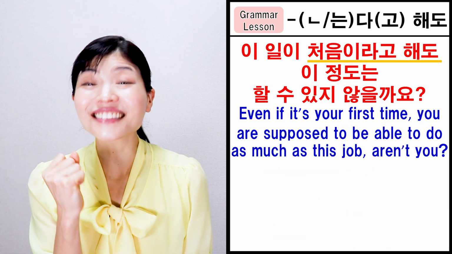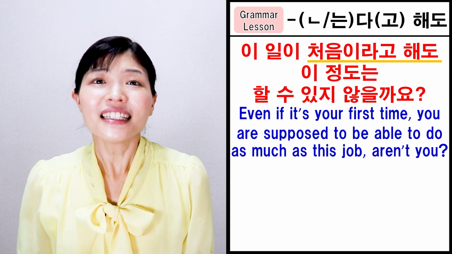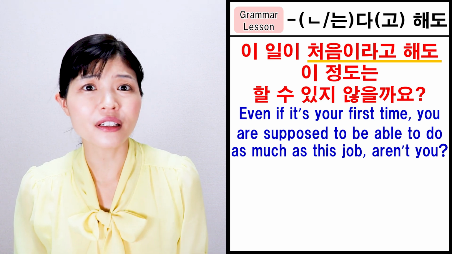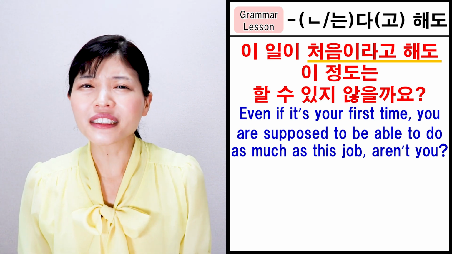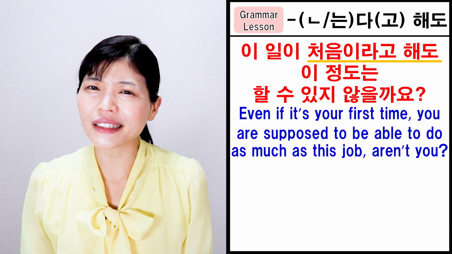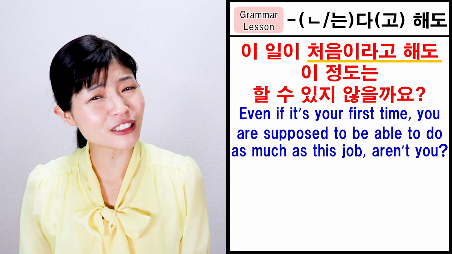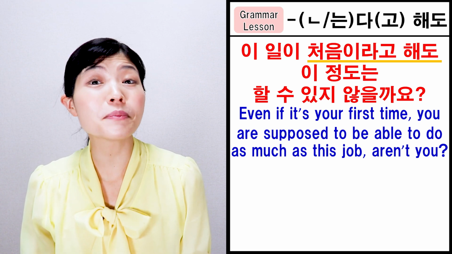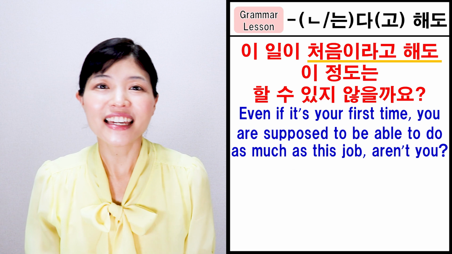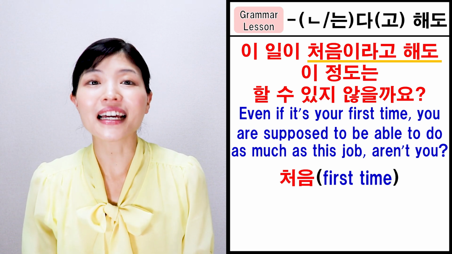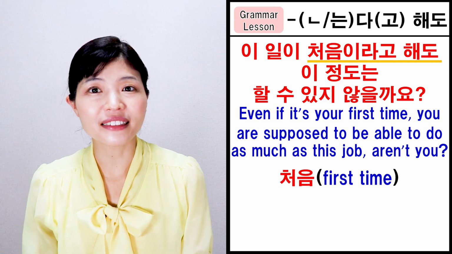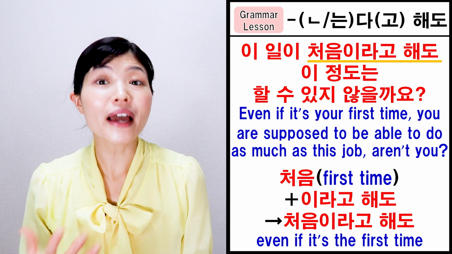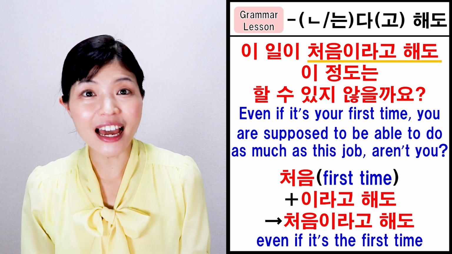Then let's read the next sentence. 이 일이 처음이라고 해도 이 정도는 할 수 있지 않을까요? Even if it's your first time, you are supposed to be able to do as much as this job, aren't you? This sentence is like something a manager would say to a new employee at a workplace. Here, 처음, first time, is a noun that has a final consonant. So you add 이라고 해도 to make 처음이라고 해도, even if it's the first time.